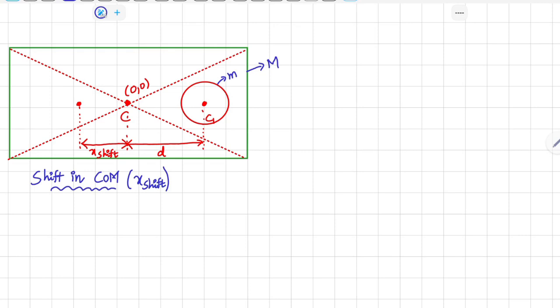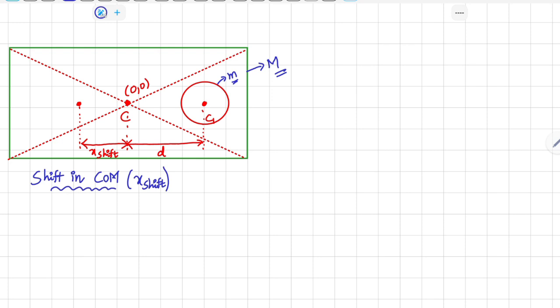In this video, we will try to derive a mathematical expression, a generalized expression, to find the shift in center of mass when some portion of a material is removed. For this, I am considering a rectangular plate of mass capital M. From this rectangular plate, I removed a circular portion of mass small m.